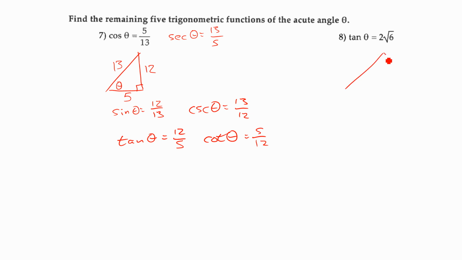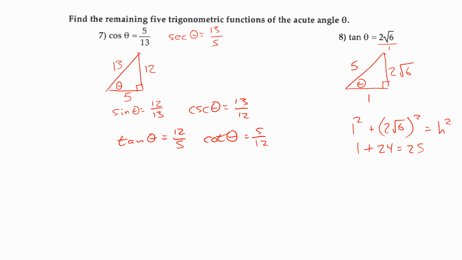Same deal on 8. Let's make ourselves a right triangle. Theta, opposite over adjacent, so 1 in this case, because we could put this over a 1. And let's use the Pythagorean theorem. 1 plus 2 root 6 squared will equal your hypotenuse squared. And so this is 4 times 6, which is 24. 1 plus 24 is 25. The square root of that is 5. That's your hypotenuse. If we know the tangent, we know the cotangent is 1 over 2 root 6. So to clean that up, we would have root 6 over 12.